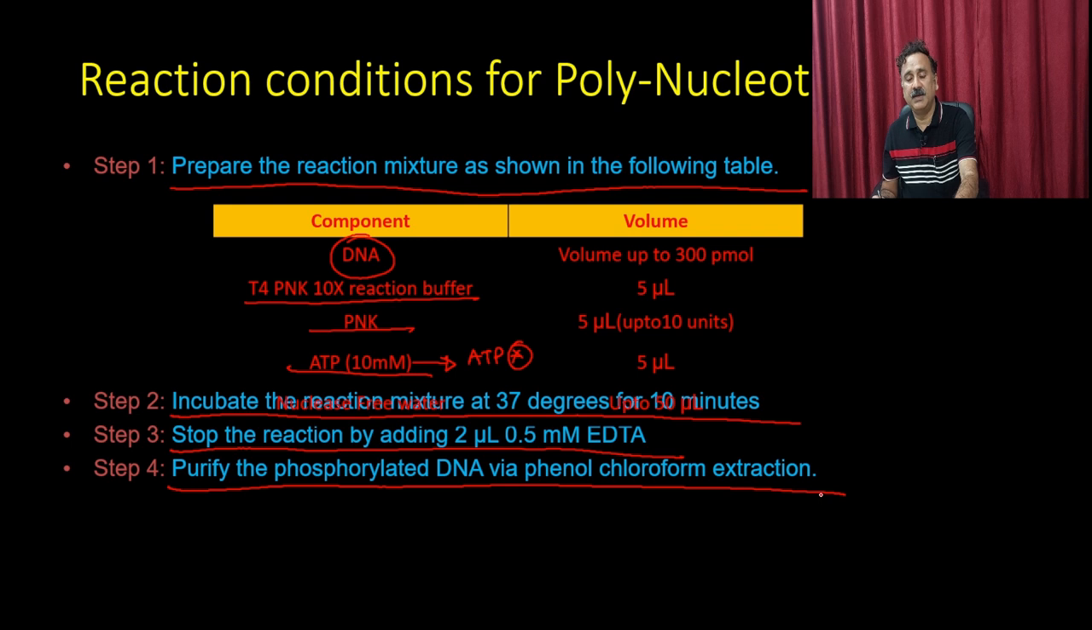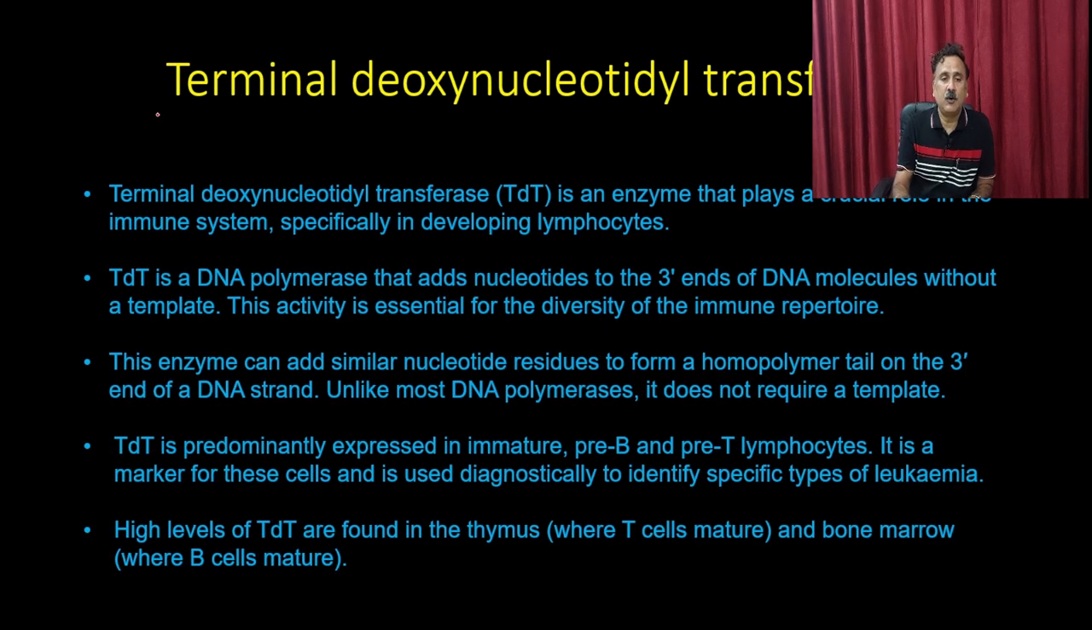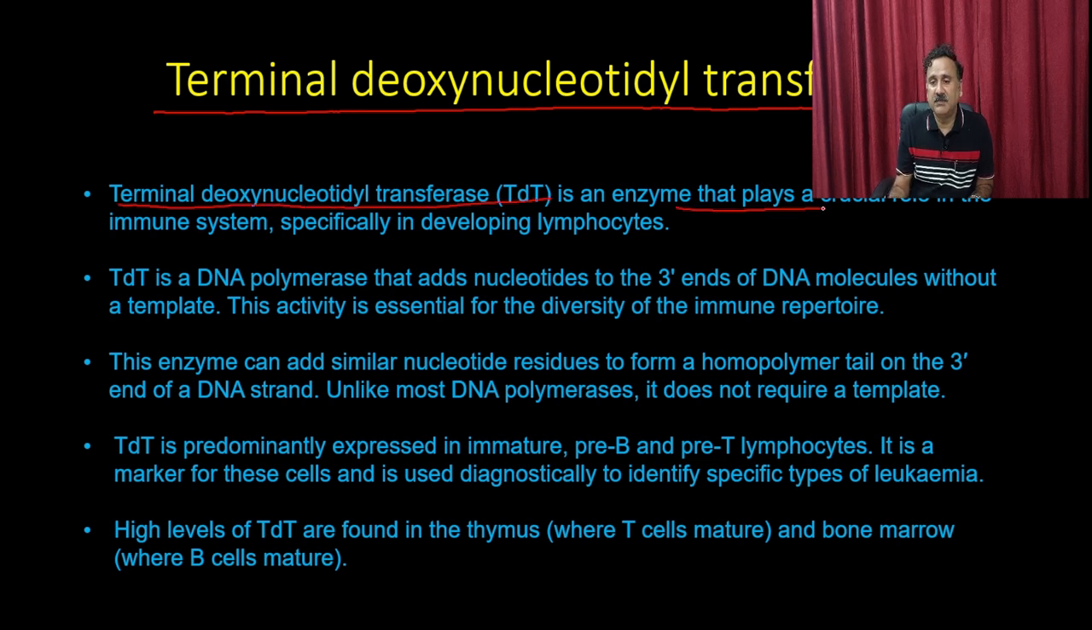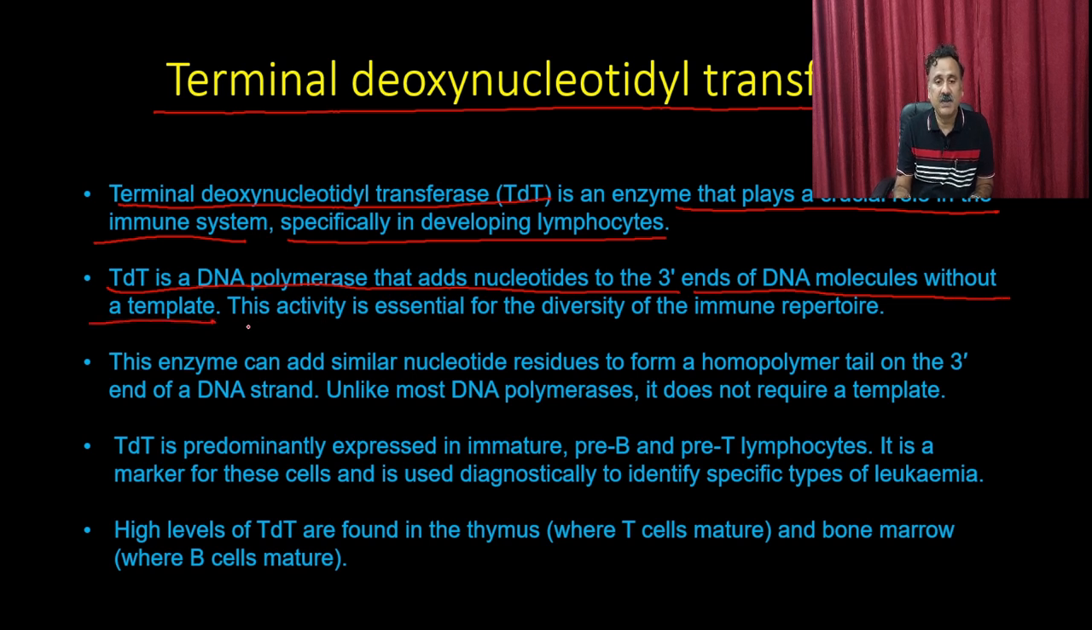Now, let us move on to the next enzyme, which is called terminal deoxynucleotidyl transferase. Terminal deoxynucleotidyl transferase is an enzyme that plays a crucial role in the immune system, especially in developing lymphocytes. It is a DNA polymerase that adds nucleotides onto the 3' end of DNA molecules without a template. This activity is essential for the diversity of the immune receptor.